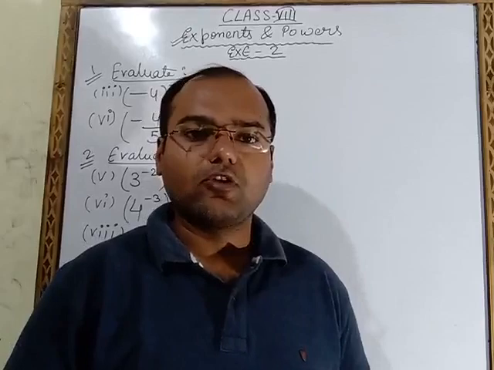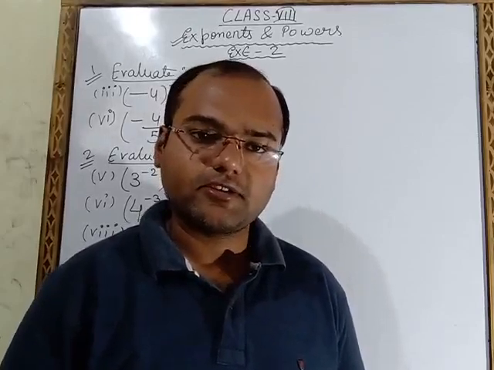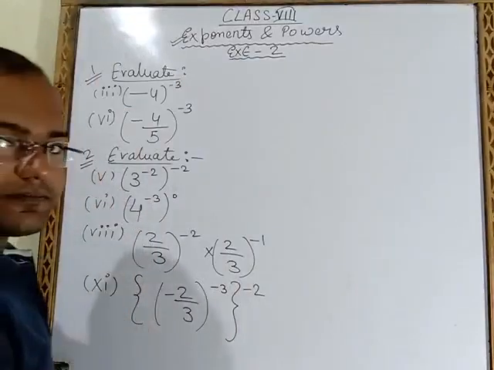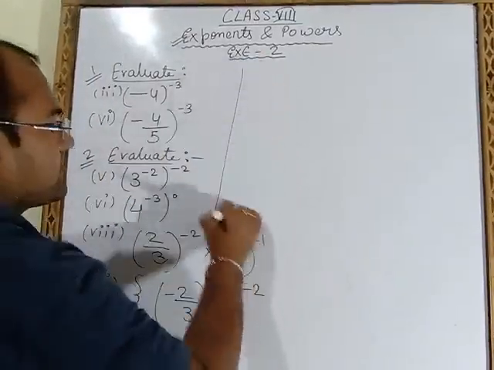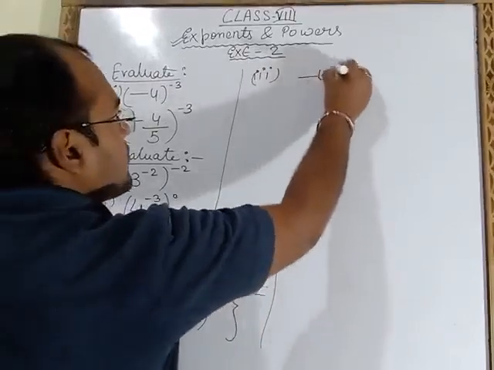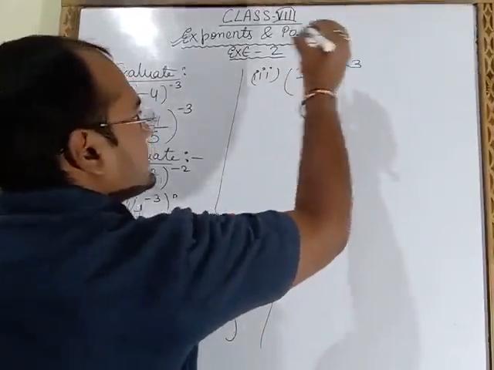Now I will explain how to solve the questions of this exercise. Let's see this question first. First question is evaluate. Third part is minus 4 whole power minus 3 is given.